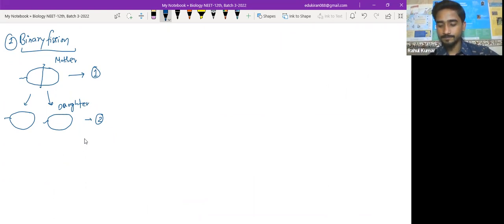So write down in binary fission. First, let's define binary fission. Write down: in binary fission, the parent cell divides into two daughter cells.